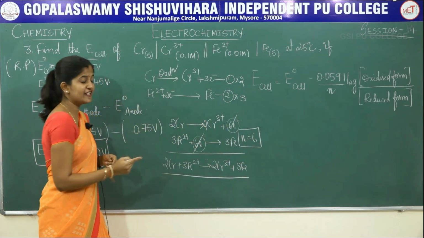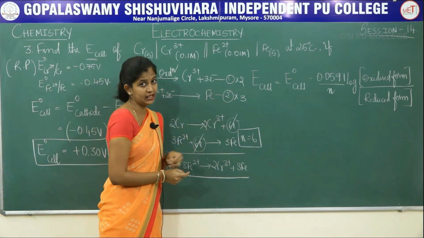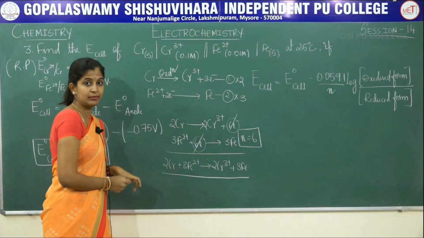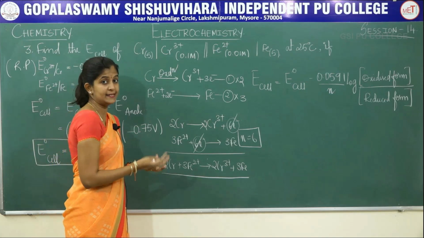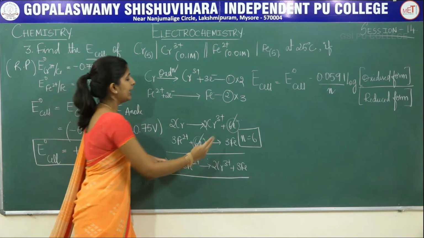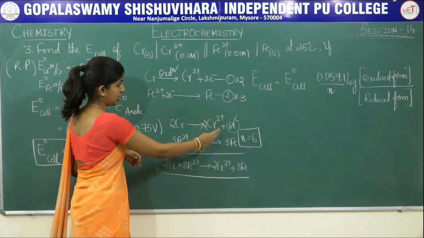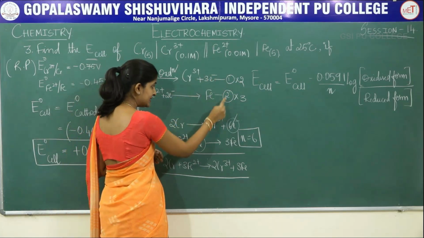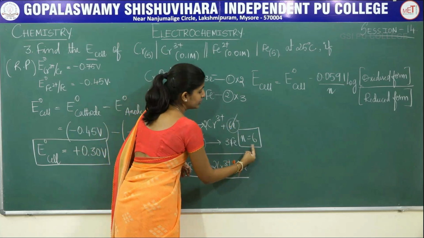In your previous problem, we have not multiplied by any number because the left hand side number of electrons and the right hand side number of electrons were obviously balanced by 2 electrons. As a result, N was 2. Here it is not balanced. Here you have only 3 electrons, here only 2 electrons. So I have to balance it first, then calculate the number of electrons.